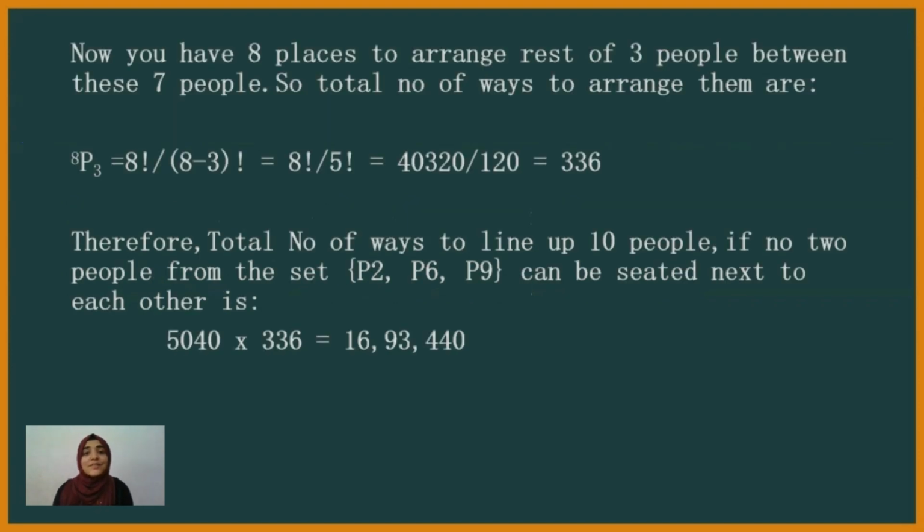Now you have 8 places to arrange the rest of the 3 people between these 7 people. So the number of ways to arrange them is 8P3 according to the permutation law, which can be written as 8 factorial divided by 8 minus 3 factorial, which is equal to 8 factorial divided by 5 factorial, and the final answer is 336. Therefore, the total number of ways to line up 10 people if no two people from the set P2, P6, P9 can be seated next to each other is 5040 into 336, which is equal to 16 lakh 93,440.